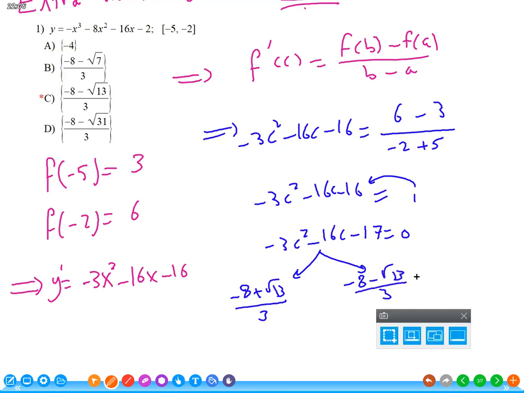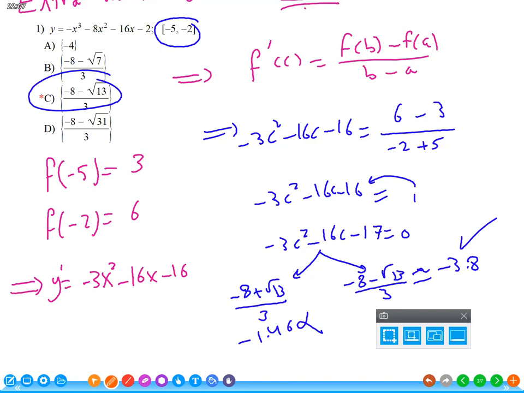We want the answer to be between minus 5 and minus 2. So we put it here as a decimal, approximately minus 3.8. This is accepted. Maybe we have another accepted. If we put the second one as a decimal, it is minus 1.46, so it's rejected. This is the answer. This is one example of the mean value theorem.